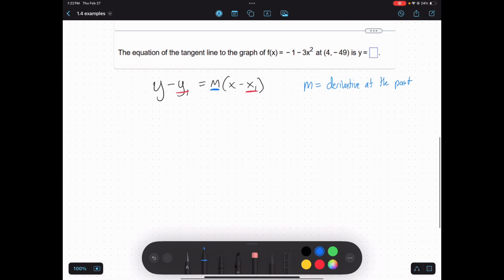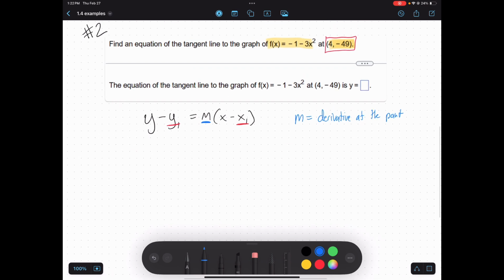So in order to find m, I need to find the derivative of this function, which means I'm going to do my limit definition of a derivative. So here's my difference quotient. Wait, I put x, but I do have a specific x value, don't I? My specific x value is 4. So I'm going to do f of 4 plus h minus f of 4 all over h.